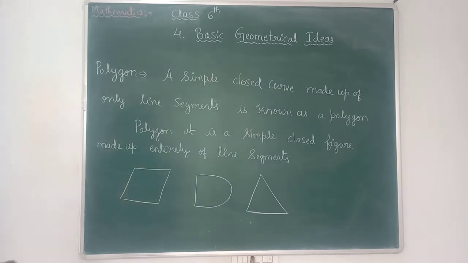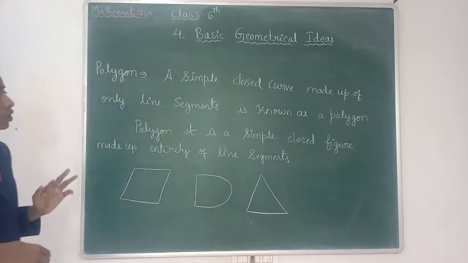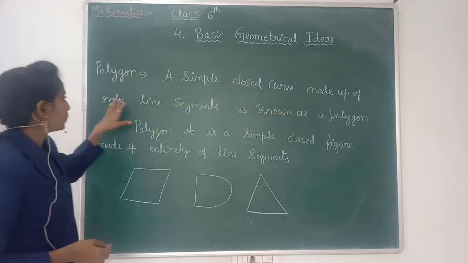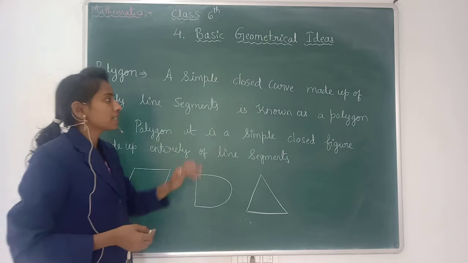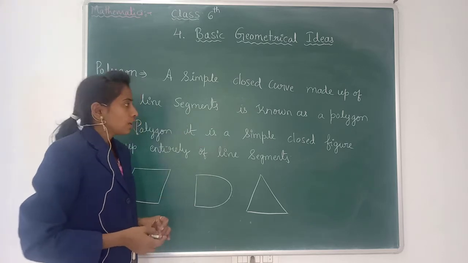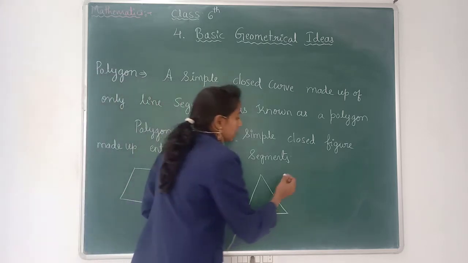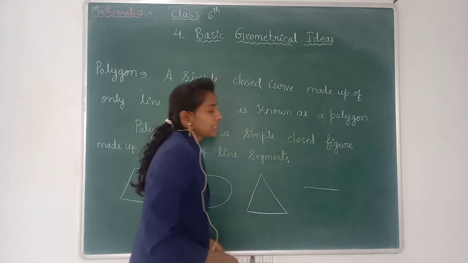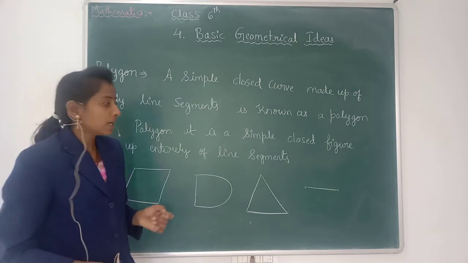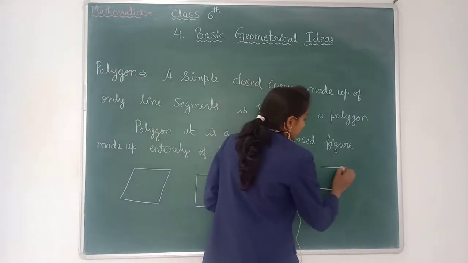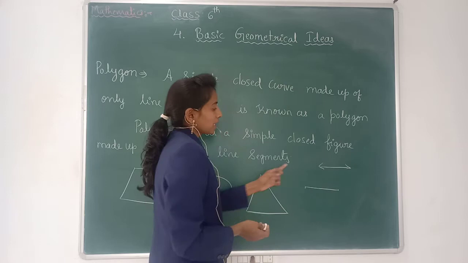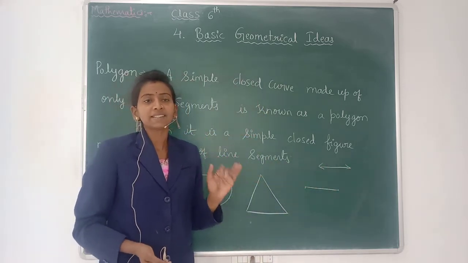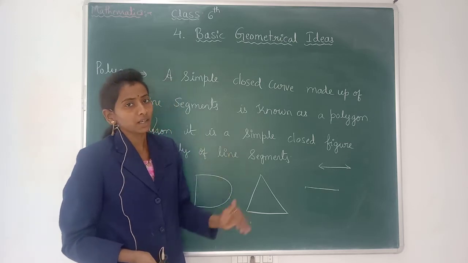Next is the polygon. What is meant by polygon, we will see. A simple closed curve made up of only line segments is known as a polygon. First of all, a line segment has a fixed length. It is a part of a line but does not extend on both sides. A line extends on both sides, but a line segment does not.